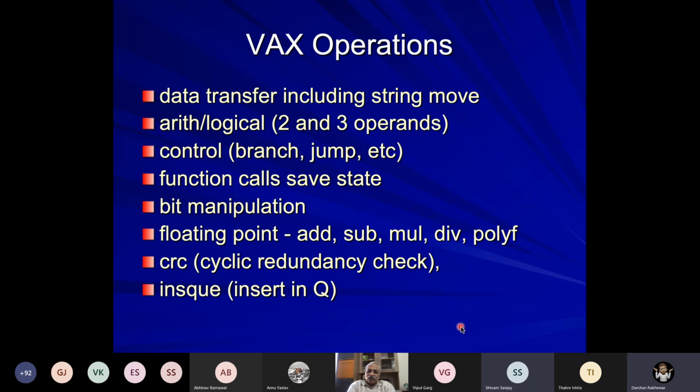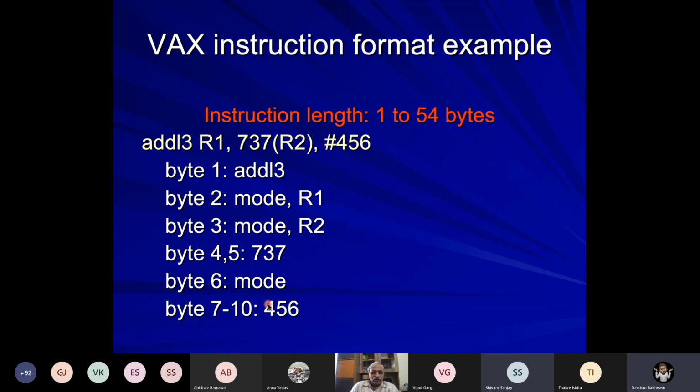But here the function call would save the state. That means registers are also saved automatically when you make a function call. Of course, it will take several memory cycles because many registers have to be saved. But in the program, you see just one single instruction. The instructions for bit manipulation, floating point operations, computation of cyclic redundancy check, insert in queue, and so on. So the huge set of instructions. So I'll show one or two examples.